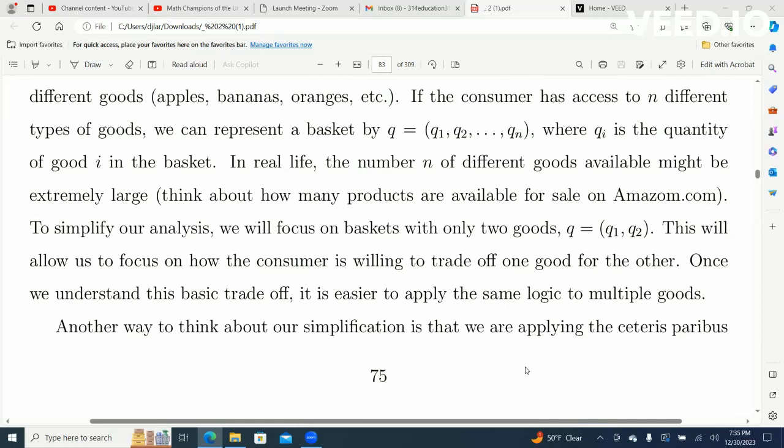In real life, the number n of different goods available might be extremely large. Think about how many products are available for sale on Amazon. To simplify our analysis, we will focus on baskets with only two goods, Q equals Q1 and Q2.